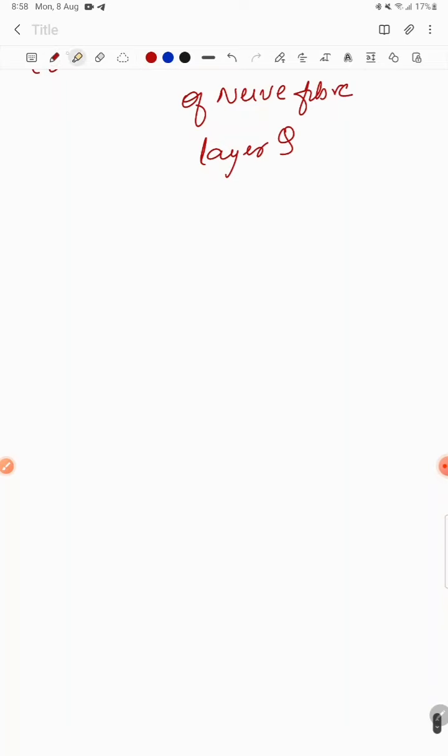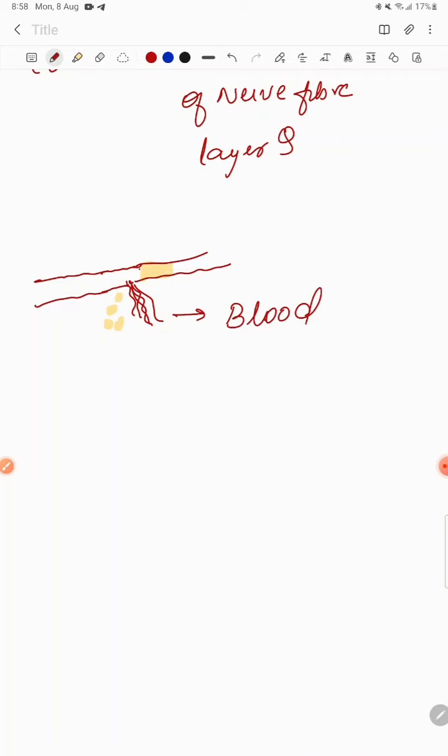Now what will happen? Your arteries are now blocked. Yes or no? Okay. But what will they do? The arteries proximal to the blockage, what will they do? They will leak out the fluid. They will leak out the lipids. They will leak out the fluid, which is nothing but the blood. It will leak out the blood.